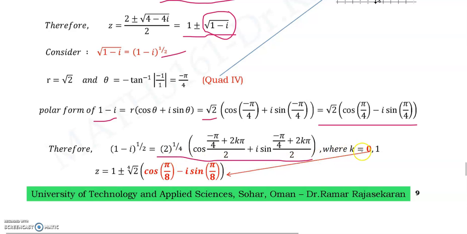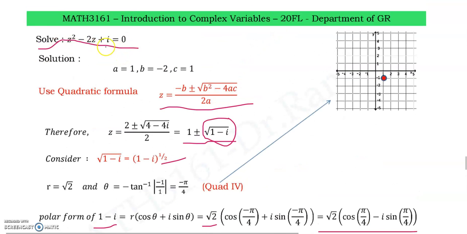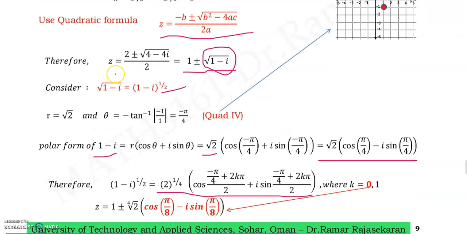Now here we know that k is equal to 0 and 1. Okay, but we have to solve this, we have to solve this quadratic equation. So the final answer, this is very important, these are the roots of z. z is equal to 1 plus or minus, and then for this one, square root of 1 minus i, we have calculated this.